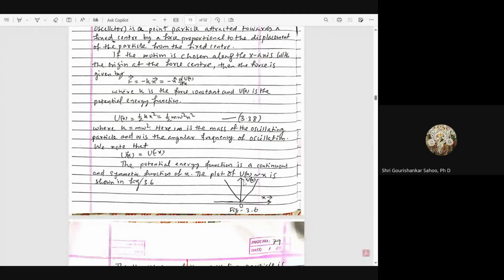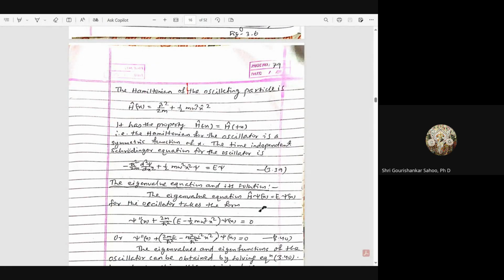So you can write u equals half kx square equals half m omega square x square, where k equals m omega square as shown in figure 3.6, m is the mass of the oscillating particle and omega is the angular frequency of the oscillation. And u of minus x equals u of x, that is a symmetric potential, and the potential energy function is a continuous function of x, and the plot is like this.